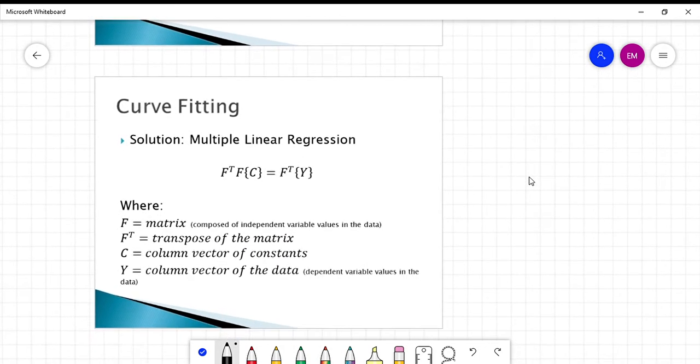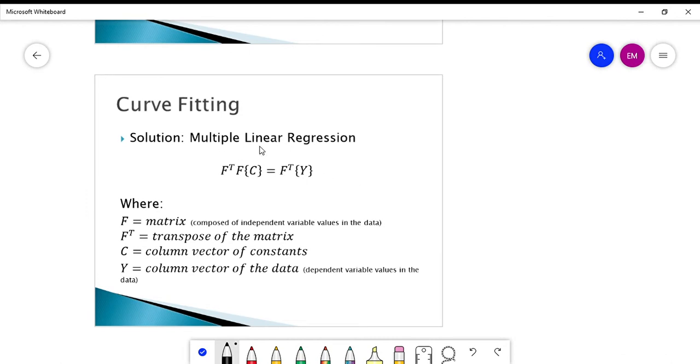ang solution for the curve fitting is kani ginatawag na multiple linear regression. As the name implies, if your equation, more especially if the equation is not first degree, kinahanglan i-manipulate nato ang equation or i-transform nato that equation nga mahimo siyang linear. And out from derivation, if you wanna know paunsa na derive ni, in the sim, kailangan na dito ang iya derivation. So we have here F^T F times C equals F^T Y.